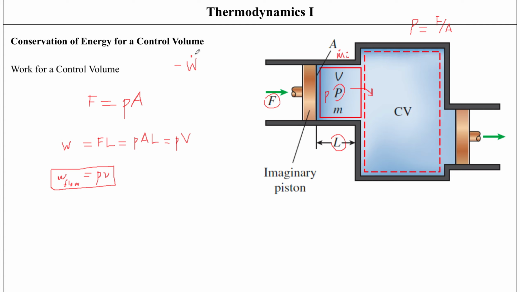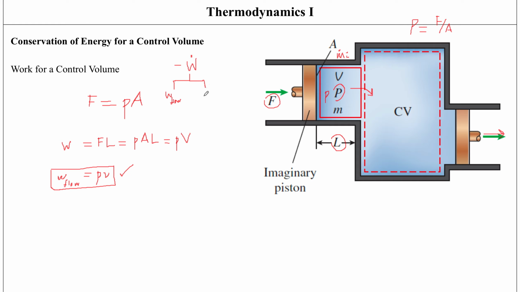For our own convenience, we can separate this work into two contributions. The first is the work that is associated with the fluid pressure as the mass is being introduced into the system at the inlet, or the mass is being removed at the exit. That is the flow work that we were talking about. And the second contribution could be all the other types of work done.